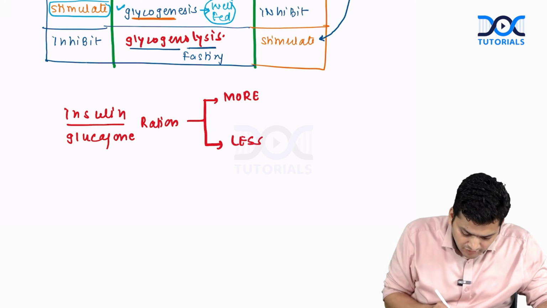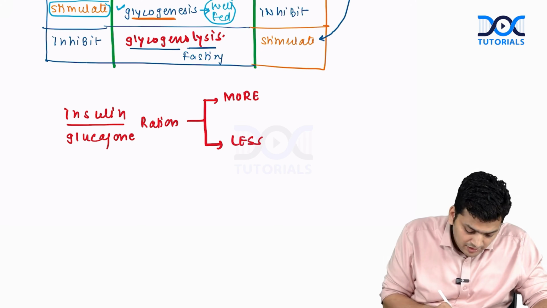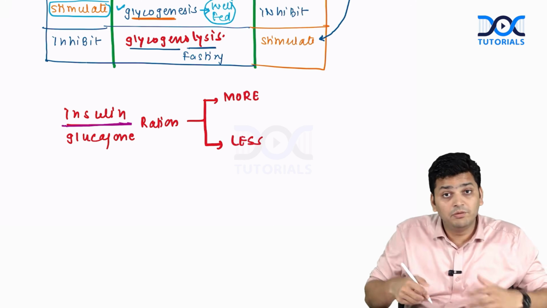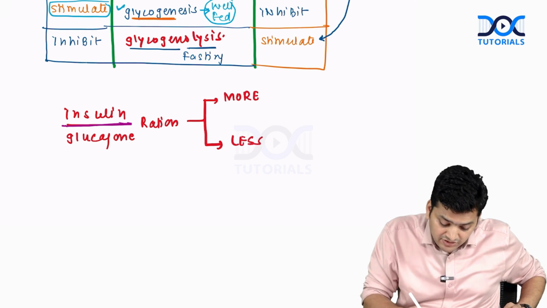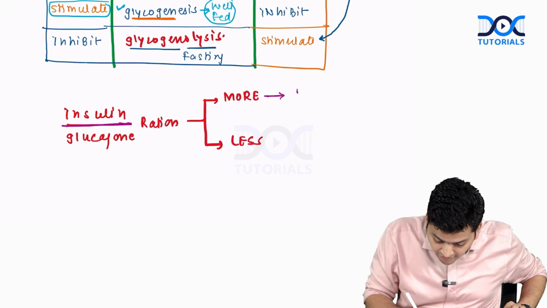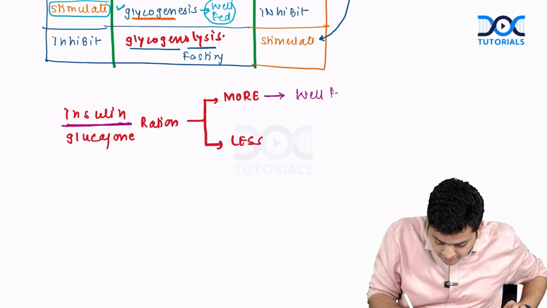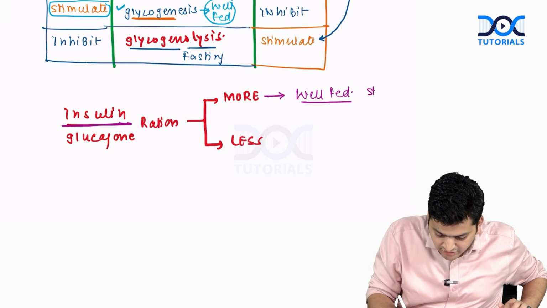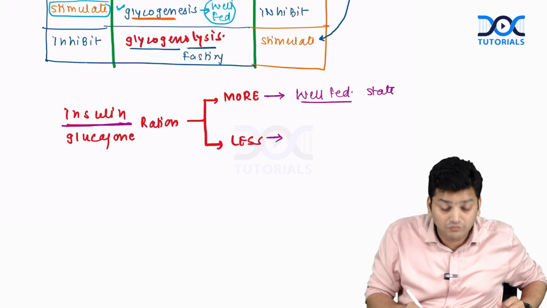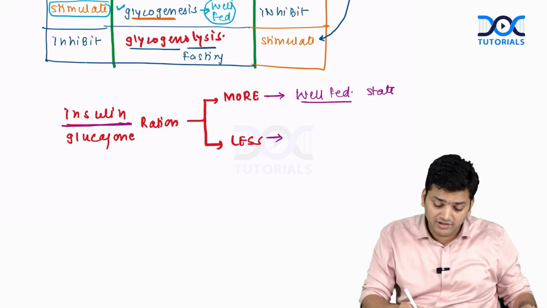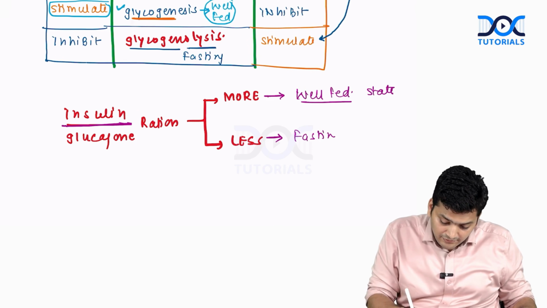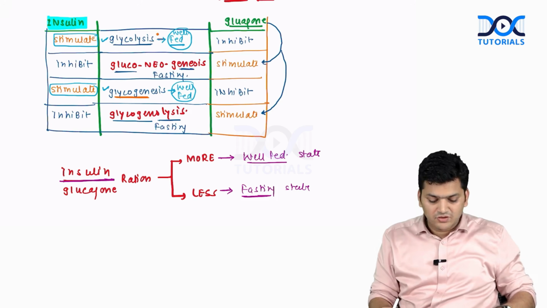That will depend on the amount of insulin. The insulin glucagon ratio will be more when insulin is more. In which state? In the well-fed state. When you have just taken a meal, in the well-fed state, this ratio will be more. And this ratio will be less, meaning insulin will be less, when you are in the fasting state. So they ask these questions.